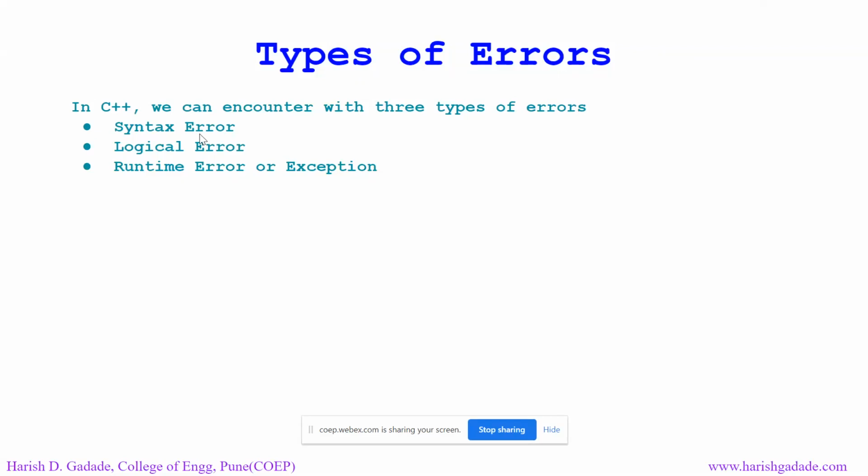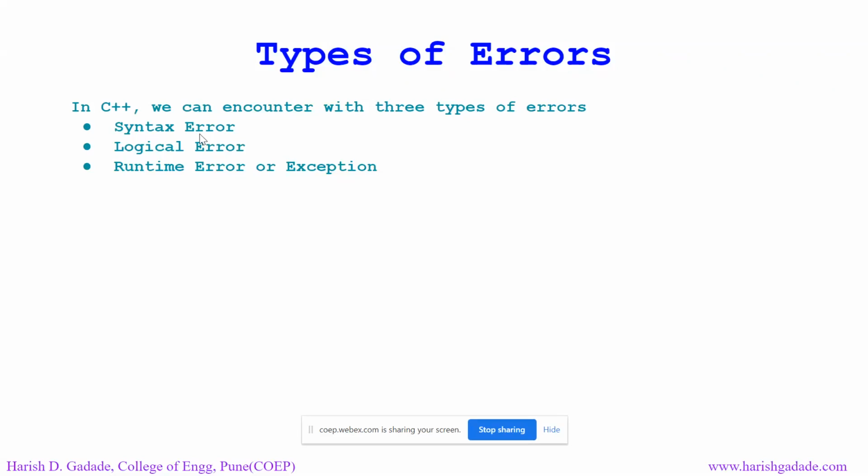Now the next one is the logical error. This logical error is not detected by the compiler. If you are writing any program using some concept or algorithm, we need to apply some kind of logic there, and if that logic is not correct, then your program will not work. A simple example is writing a program for bubble sort, and if you don't write the logic properly, we will get an error. That kind of error is a logical error.